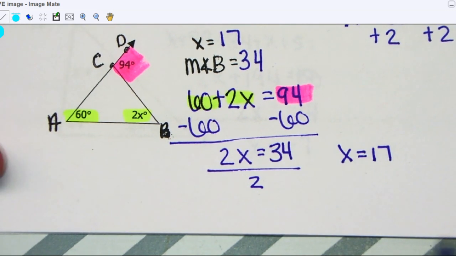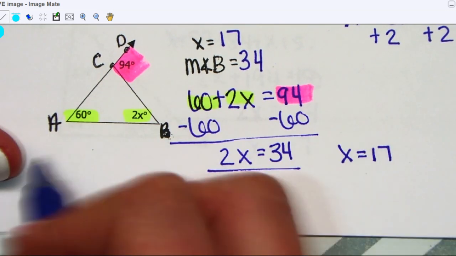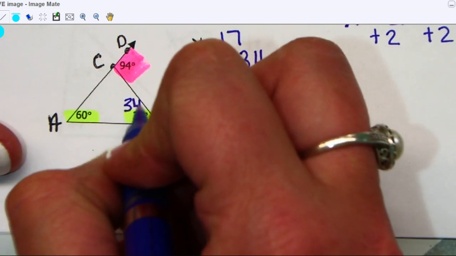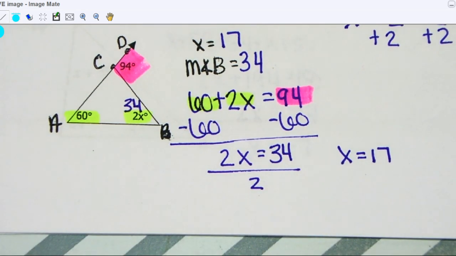How can we check ourselves to make sure that we did it right? Add angle A and angle B. So angle A is 60 and angle B is 34. When we add those two together, what do we get? 94. So we did it right. You can always check yourself to make sure you did things right.